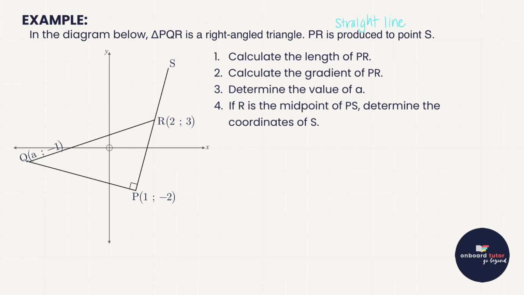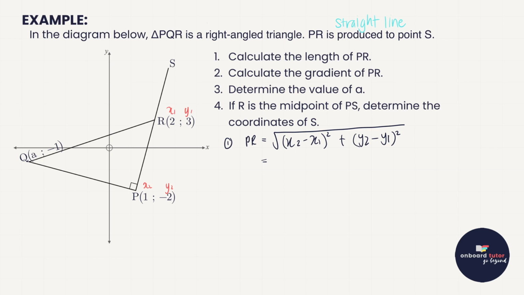Let's look at these questions. Calculate the length of PR. Okay, by now we are good at this. So question 1, PR is equal to, we're going to use that Pythagoras-inspired formula. So x2 minus x1 squared plus y2 minus y1 squared, all under a root. Okay, helpful if we label our points. So x1, y1, x2, y2.